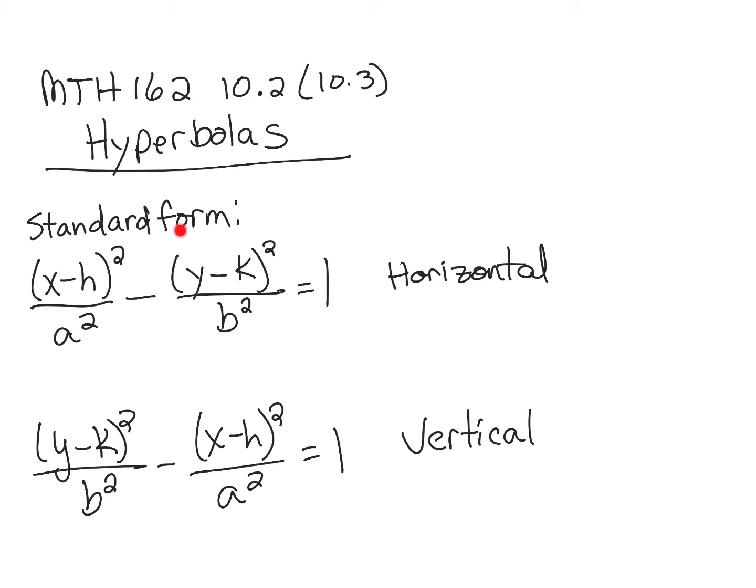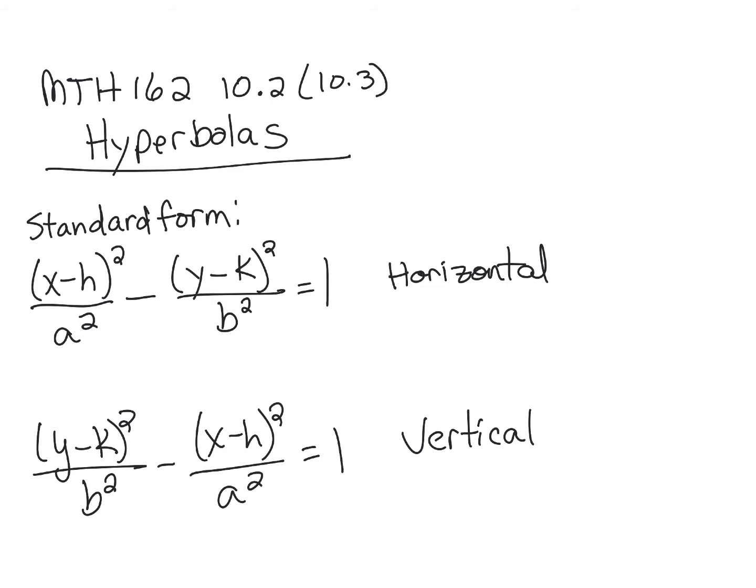It looks just like an ellipse except for a minus sign. So you already know how to find the center, how to get this into standard form. It's just that now one of these things is negative. Whichever the x or the y part is positive tells you the orientation of your hyperbola. If the x is the positive one, you're horizontal, and your major axis is going to run horizontally. If the y is the positive one, then your major axis is going to run vertical.